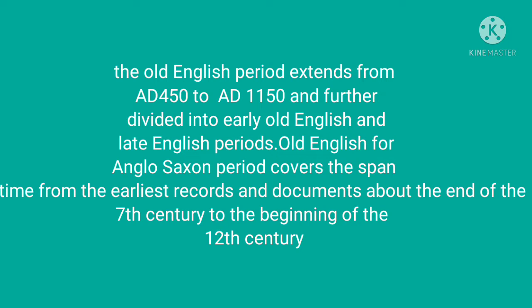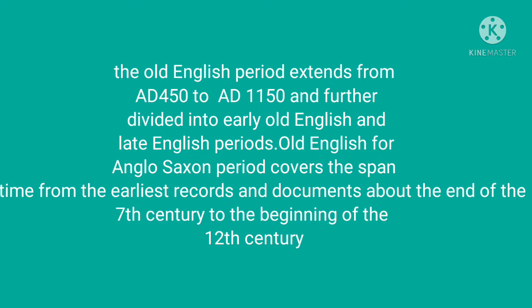The Old English or Anglo-Saxon period covers the span of time from the earliest written codes and documents, about the end of the 7th century, to the beginning of the 12th century. Written records and documents show the end of the 7th century and the beginning of the 12th century. This lifespan was covered by the Old English period.